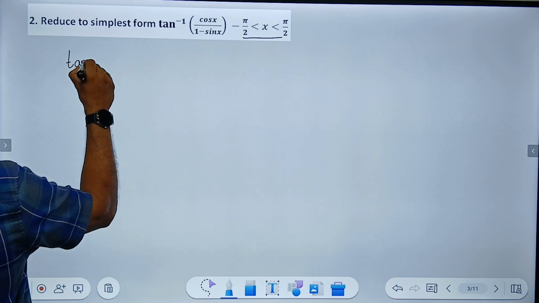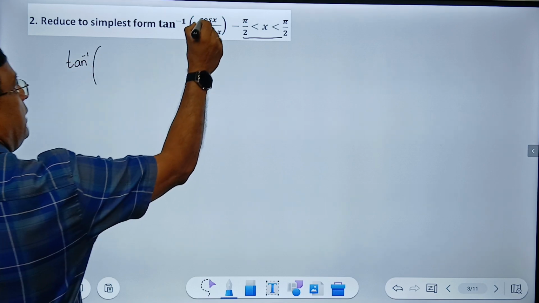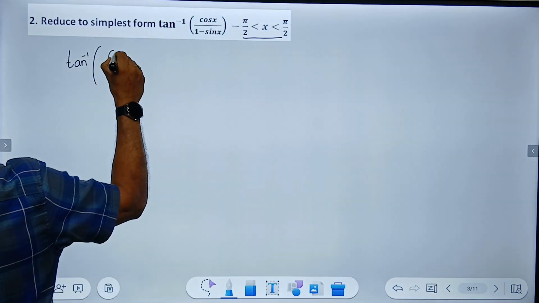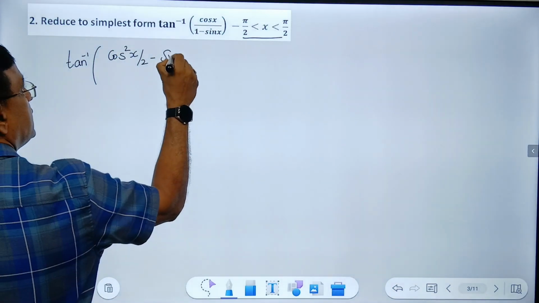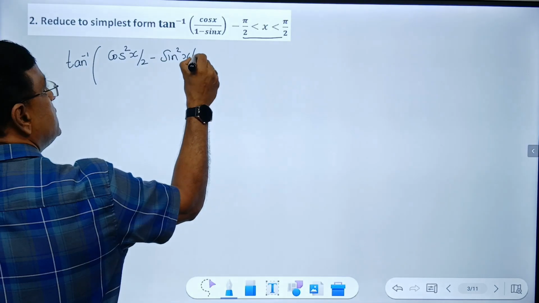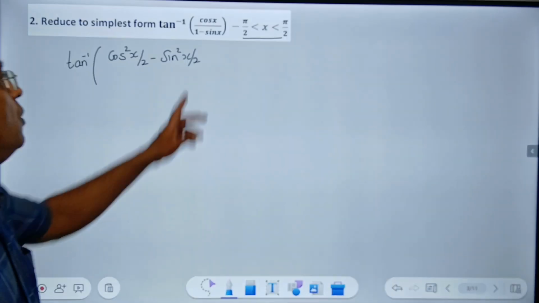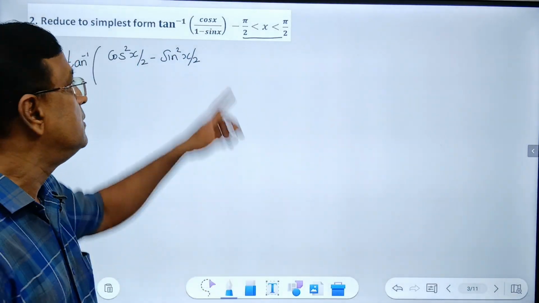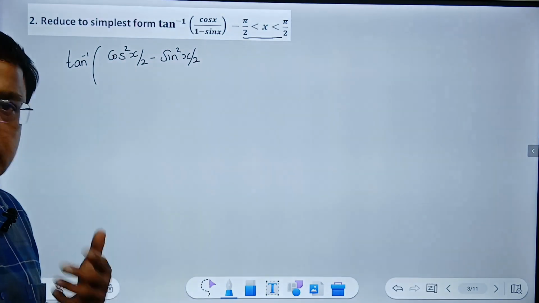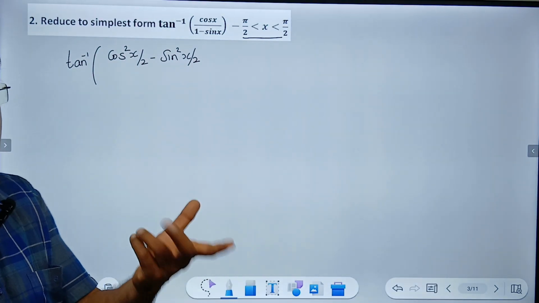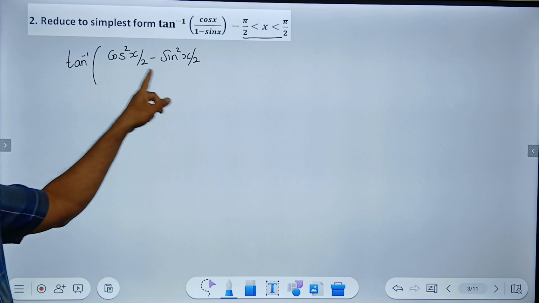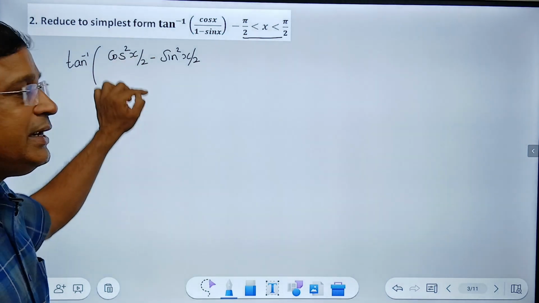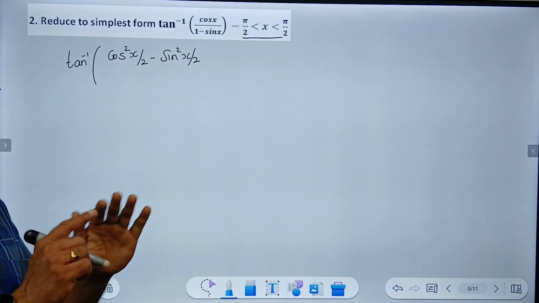This is tan inverse of, I will write cos x as cos square x by 2 minus sin square x by 2. There are different ways to do this problem. Some people will do cos x as sin of 90 minus x and sin x as cos of 90 minus x, which is shorter, but there's some confusion in that. So I don't want to do it that way. I prefer to do the problem this way. This is slightly lengthy, but you don't have to think too much.